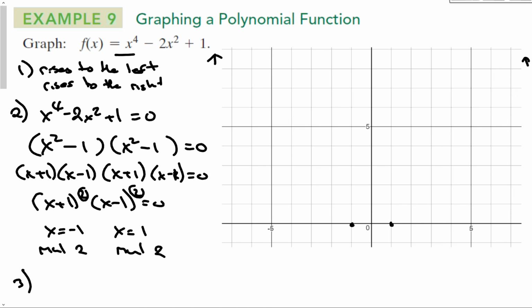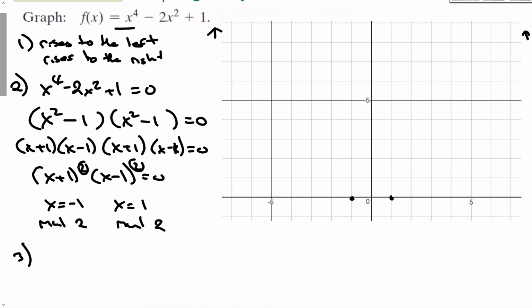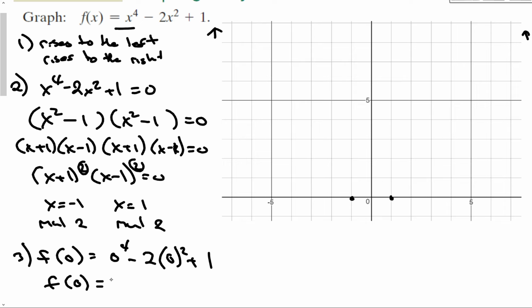So if I were to plug in f of 0 to this polynomial function, I would get 0 to the 4th power minus 2 times 0 squared plus 1, 0 minus 0. So f of 0 is going to be equal to 1. Let's put that on my graph.